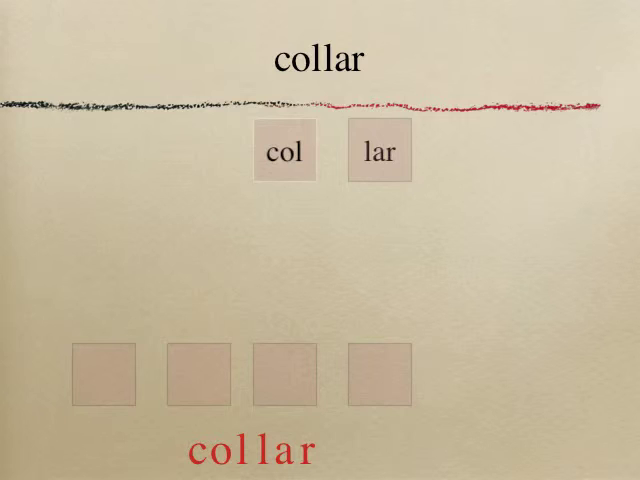So let's go down below and let's do some ka. Beginning of the word, and it's not followed by an I, E, or Y, so I'm betting it's a C sound. Ka. A. U.